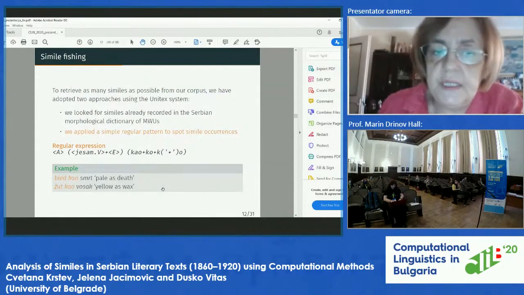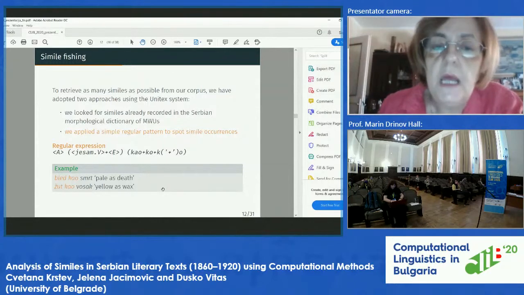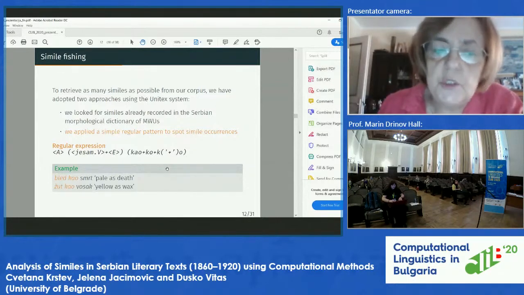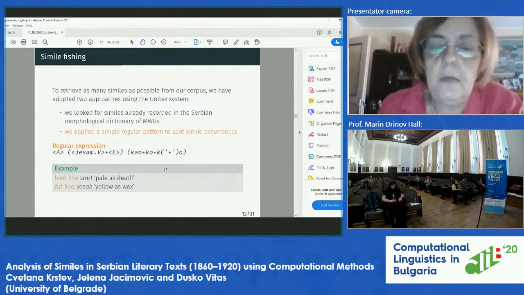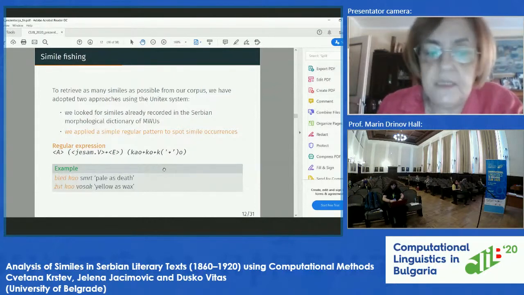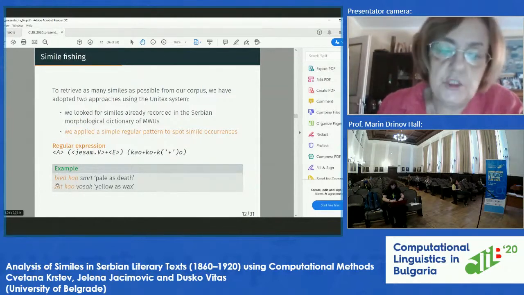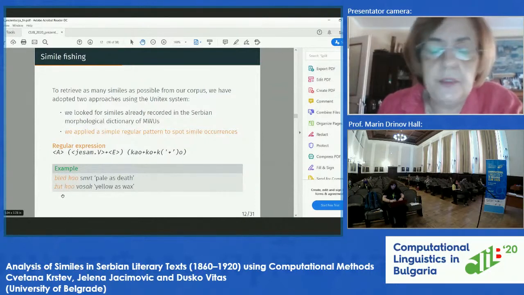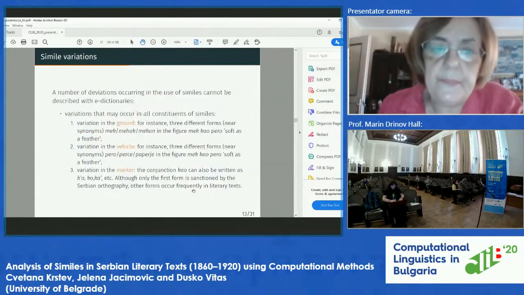But in order to retrieve as many similes as possible from our corpus, we used the Unitex system, the Serbian morphological dictionaries, and a very simple regular expression, as we see here, just in order to fish for possible examples. We then checked all the possibilities and selected those that we think are examples of simile figures. So we fished with blade kao, and then we obtained blade kao smrt, pale as death, žut kao vosak, yellow as wax.